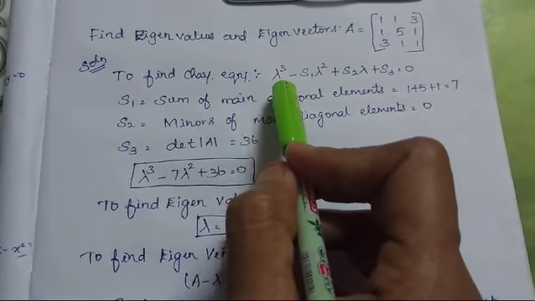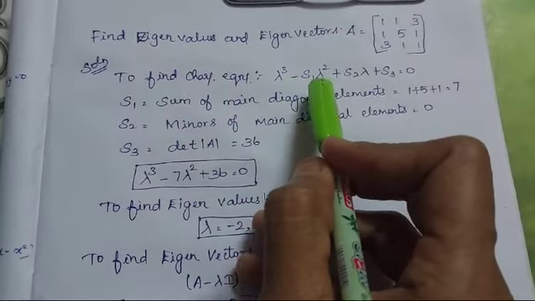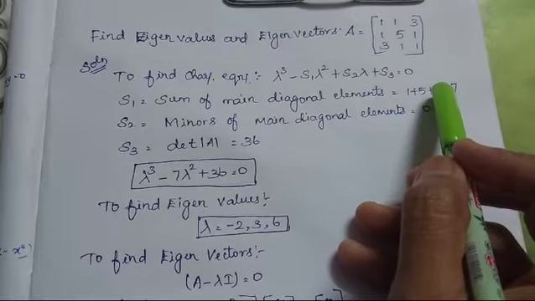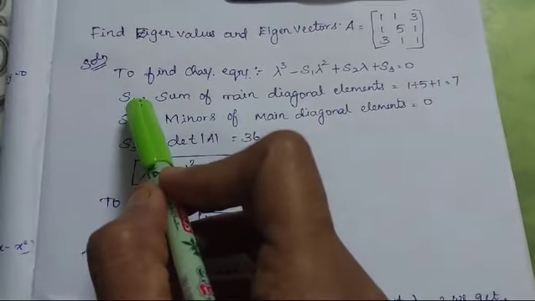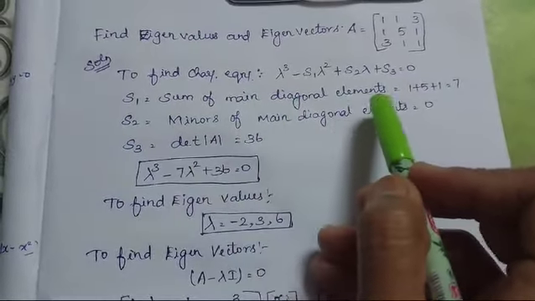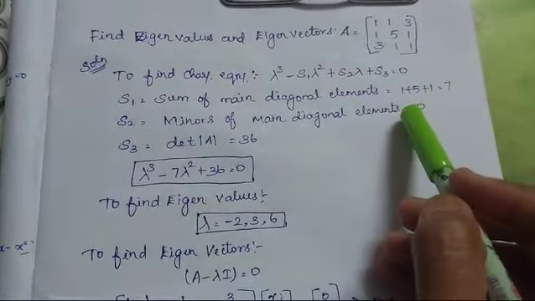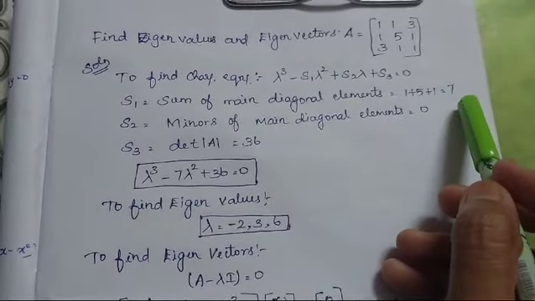The characteristic equation is lambda cubed minus S1 lambda squared plus S2 lambda minus S3 equal to 0. To find S1, the sum of the main diagonal elements, we have to add the three main diagonal elements: 1 plus 5 plus 1 is equal to 7.